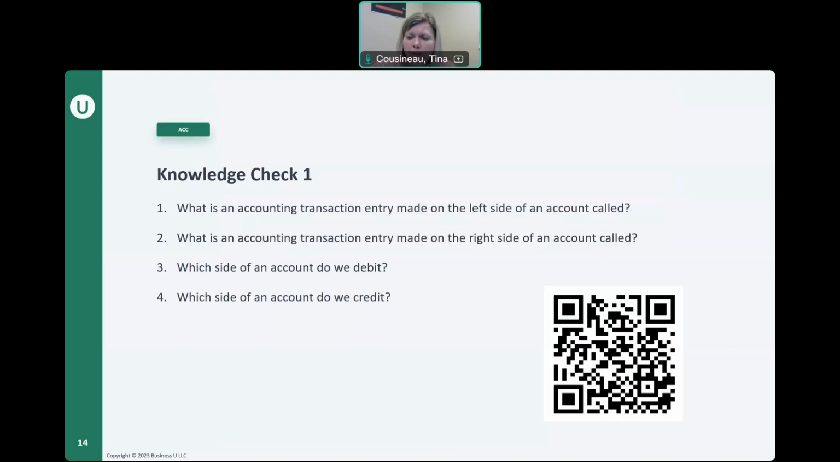If you are unable to scan that QR code, I put a link to the Google form in the description here, and there's also one in Google Classroom. So go to the YouTube video description. You can find the Google form there for Knowledge Check 1. It should just take you about a minute. So let me give you about a minute to answer those questions, and then we'll continue on.